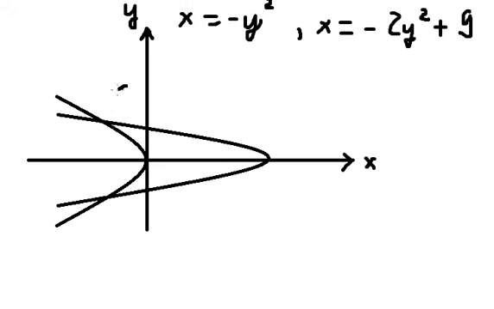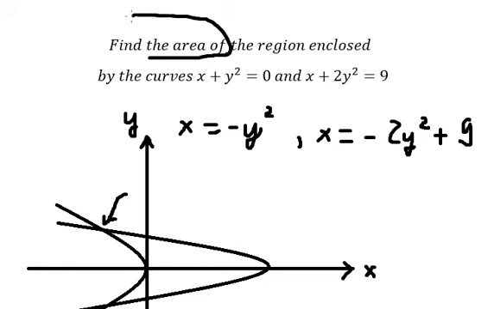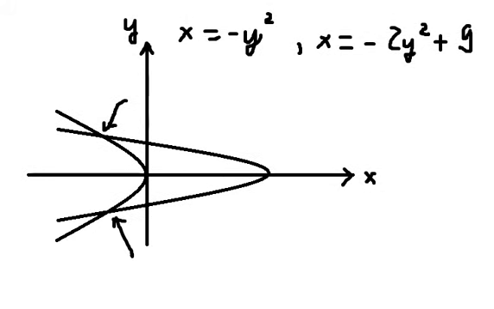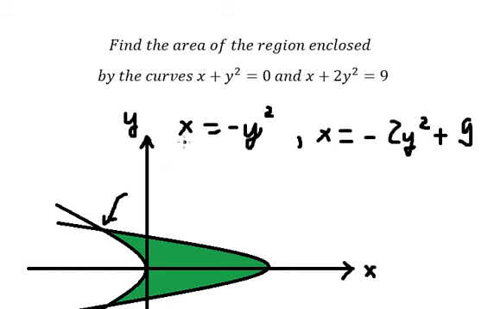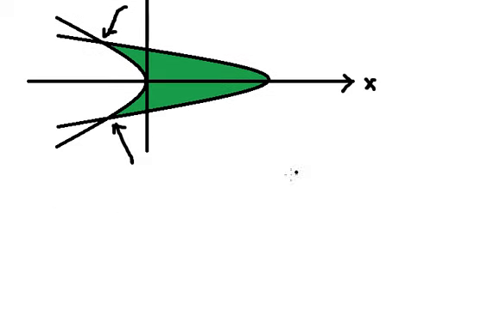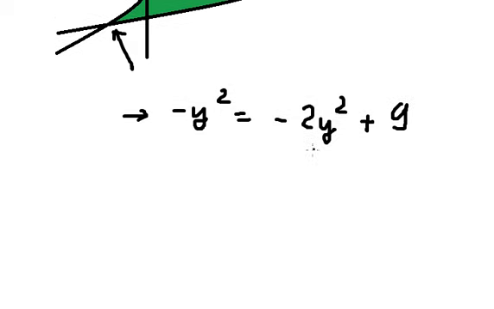Now we need to find the intersection here and here, and they want us to find the area, so that should be this region. So we need to find the intersection. We see that we have x and x, so we can set them equal to each other. So I will put this one here.